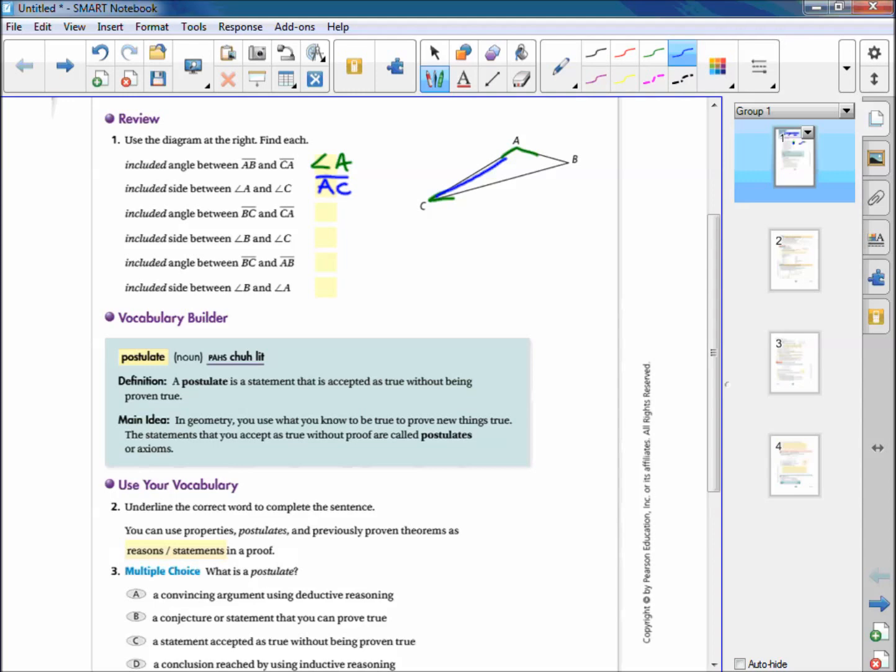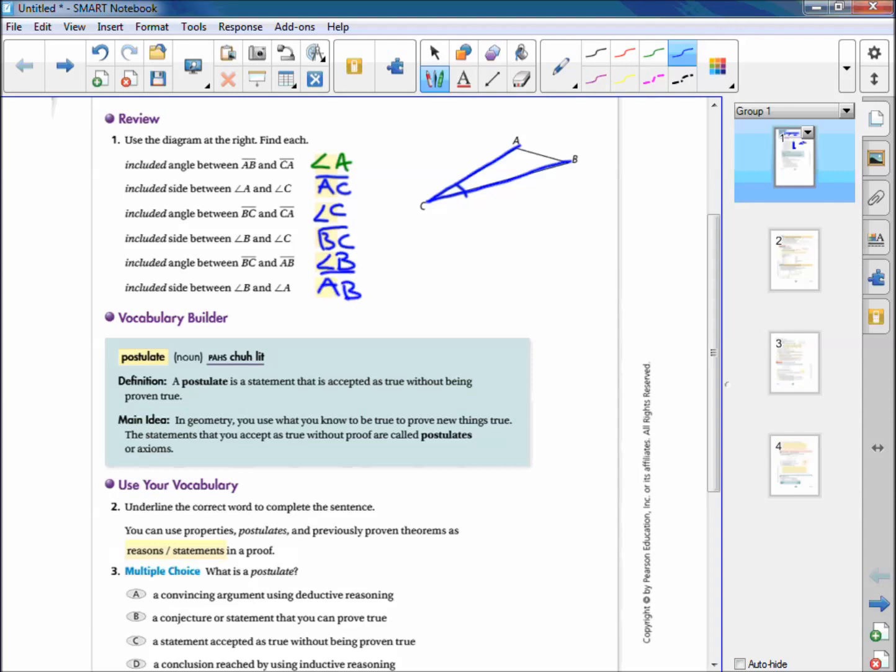So the included angle between BC and CA, so let's do it long ways again. So BC and CA, the included angle is going to be angle C. So the included side between angle B and angle C is going to be side BC. And the included angle between BC and AB will be angle B. And the included side between angle B and angle A is side AB.